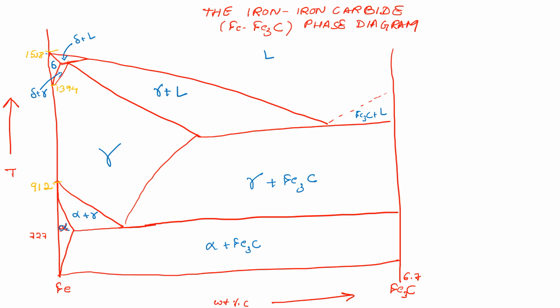And this peritectic temperature is about 1493. So this here is a peritectic reaction. This here is a eutectic reaction. We have already covered what those terms mean. Since we have a solid phase reaction here, this here is a eutectoid reaction, or eutectoid invariant reaction.